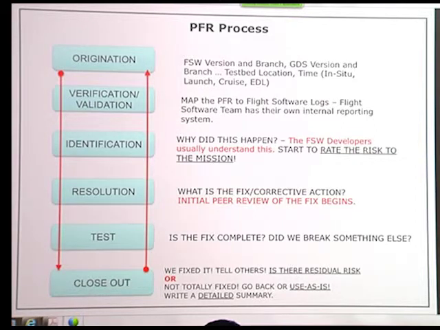And so, just as in the origination, where you have a very detailed account of how the problem occurred, in the closeout of the problem, we really want to have at least some sort of summary indicating whether the issue is completely fixed, the version of the flight software that it was fixed in, and if there's any residual risk tied to the fix that needs to be noted.